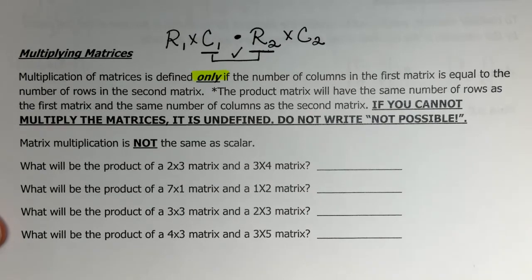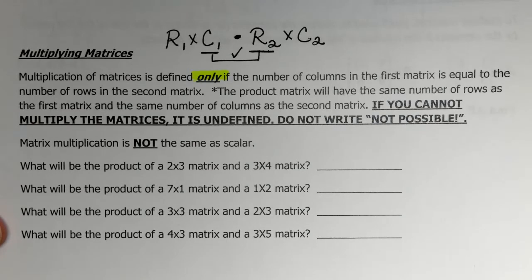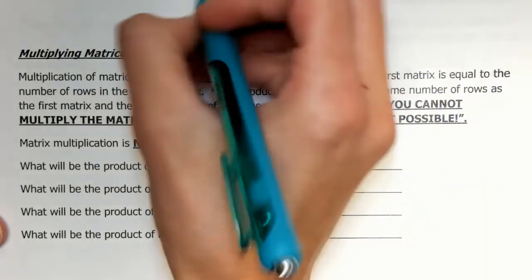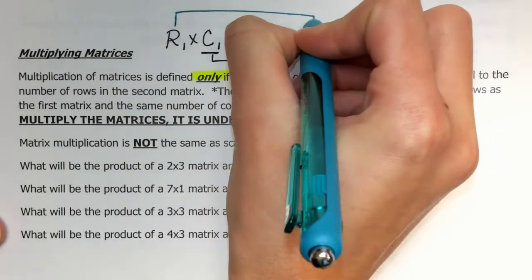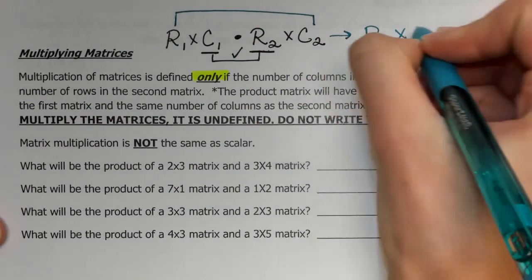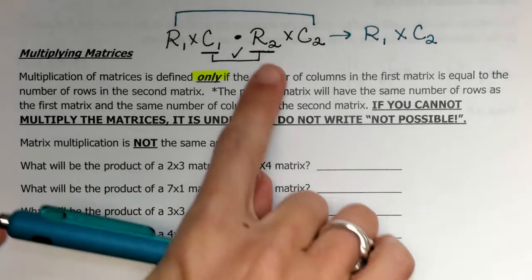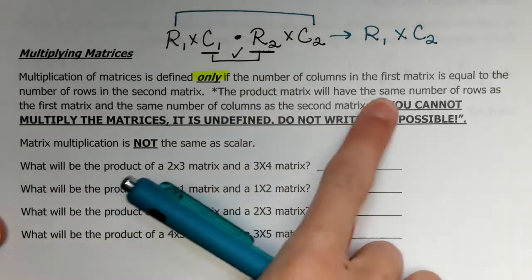Okay? So if they're the same, then your product matrix will have the dimensions of your outside numbers. If your two middle numbers are the same, then your product matrix will have the first and the last. I have to visualize it like that instead of reading all that.